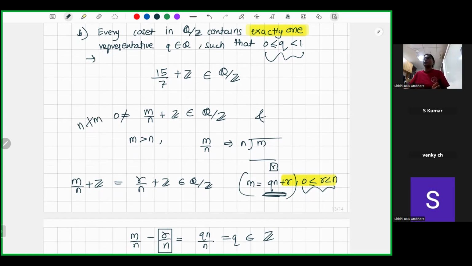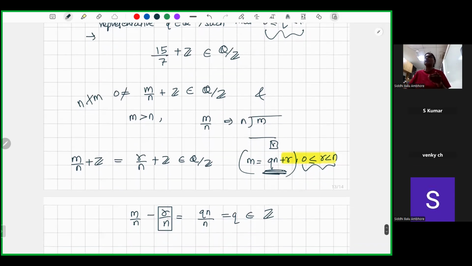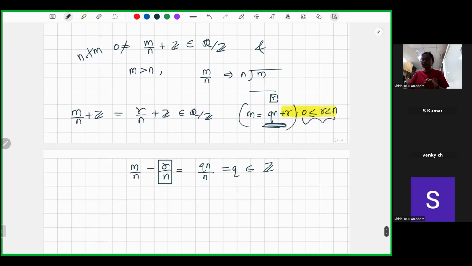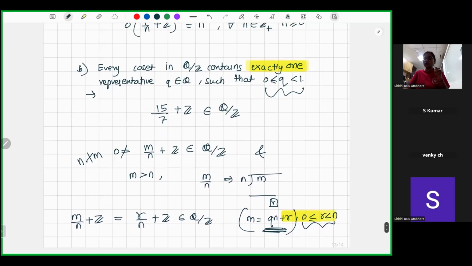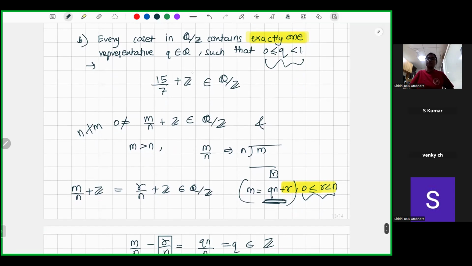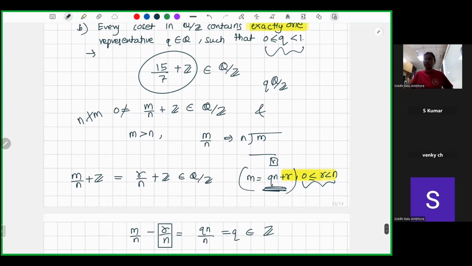You can properly formulate this and understand that this expression is unique, and this is how we get this r, the element between 0 and 1, to represent this element in Q mod Z. Is this okay? So every coset will be of this form. We got that q can be expressed in the form r by n, and we obtained it. Is it okay? Is it understandable?